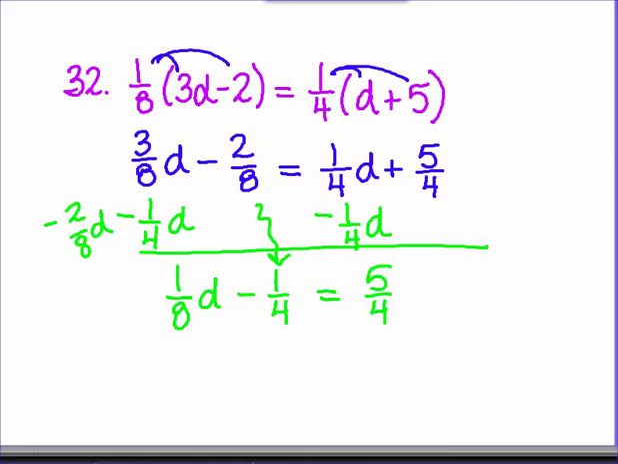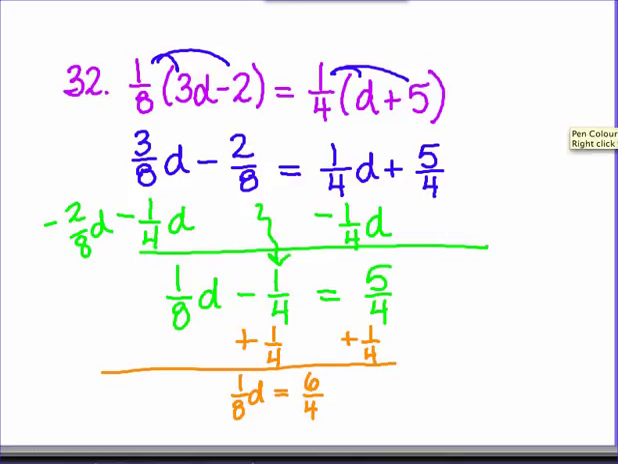Okay, next step. What do you have to do now? Add 1/4 to both sides. So I end up getting 1/8 d equals, what's 5/4 plus 1/4? 6/4. Now I'm just going to leave that as 6/4. I'm not going to simplify it to 3/2 yet. How would you solve that for d? Multiply by the reciprocal, which is 8/1.